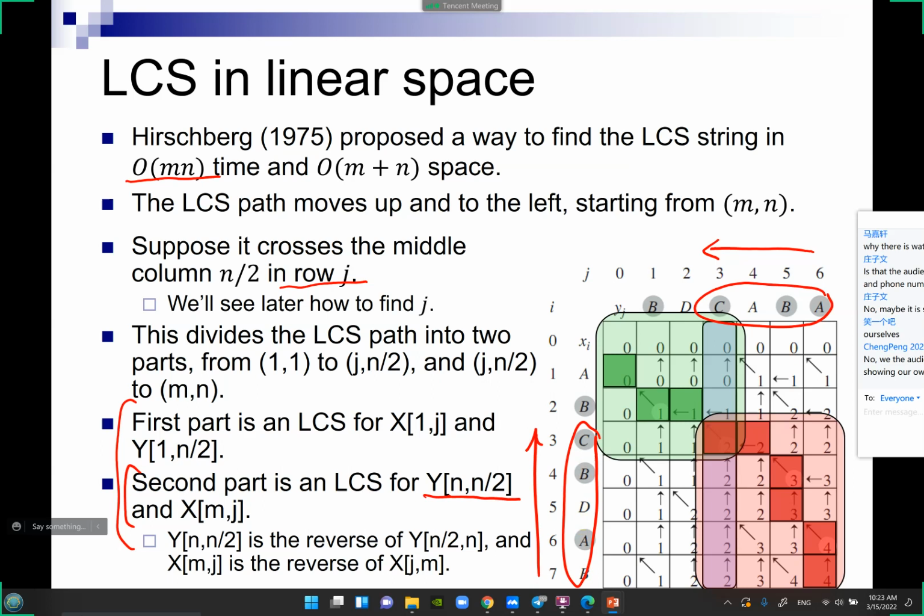The reason we're going to do that is because we don't know what this row J over here is. Here, we can see in the example that it's going to be 3, but when you run the algorithm, initially you don't know what J is. So that's why we're going to look at the second half of this problem using the reverse strings. In the first half, we're still going to look at things in the normal order.